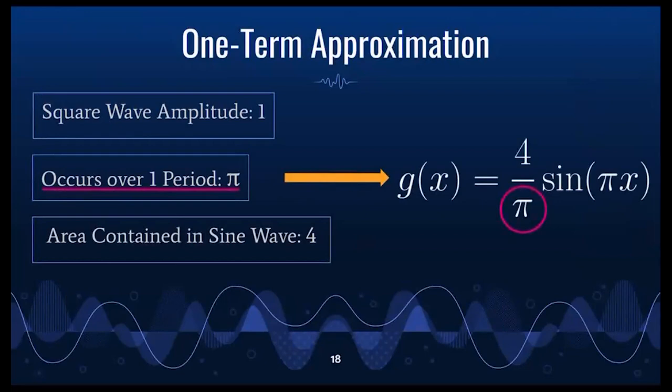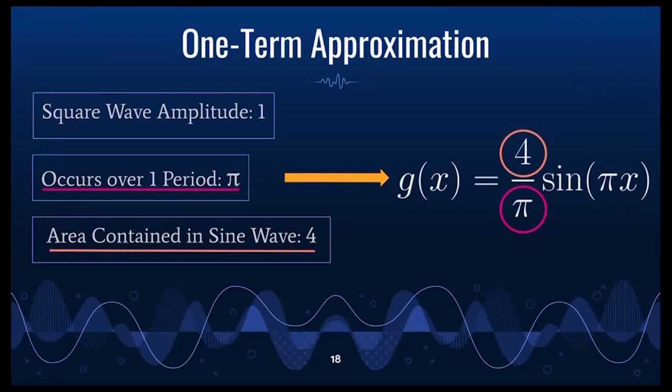This pi here has to do with the fact that the period of the square wave that we looked at in the last slide was actually 2. And normally the period of a sine wave is 2 pi. And so in order to account for that distinct difference, we have to divide by pi. We get 2, which matches up with the period of our square wave. And in addition, the area contained within our wave is 4. So that's where that term appears.